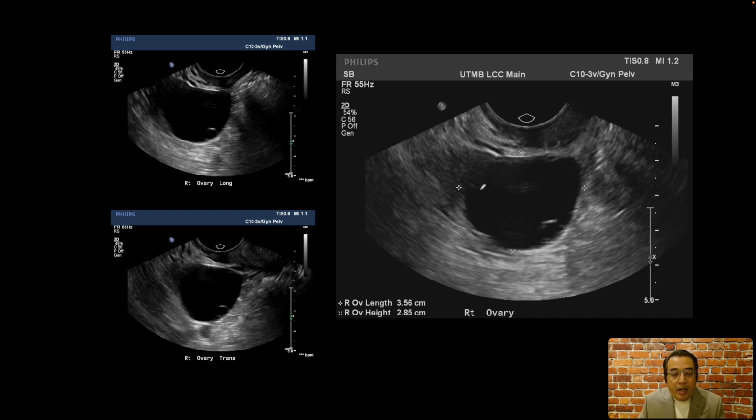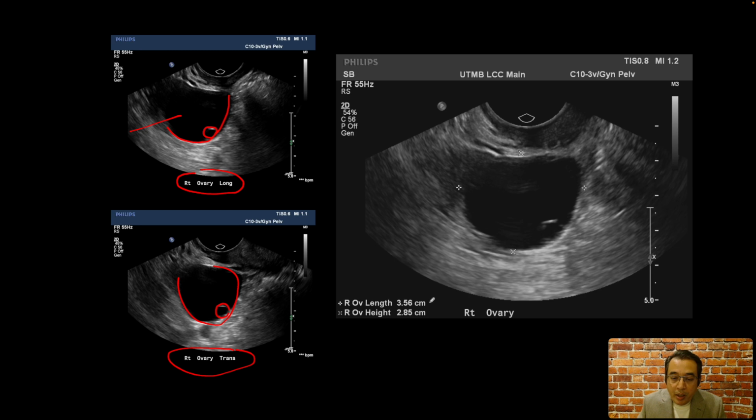This patient had a pelvic ultrasound, and we're looking at 3 images. The one on the top left is labeled right ovary long axis view, which shows an anechoic focus with a cyst inside a cyst appearance in the right ovary. We see the same finding in the transaxial view, a cyst and another cyst inside.